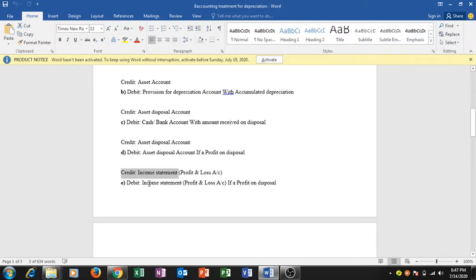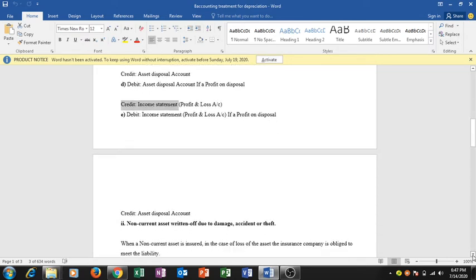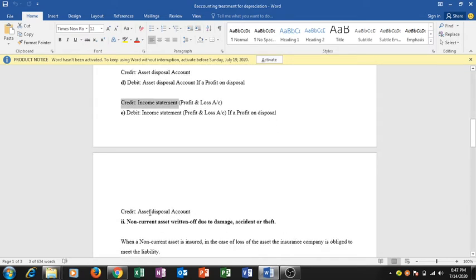And then we are going to see the last scenario whereby we are going to record in the income statement if it is a loss. You find that if it is a loss, you debit it here as a loss, and then you also record it on the asset disposal account on the credit side.